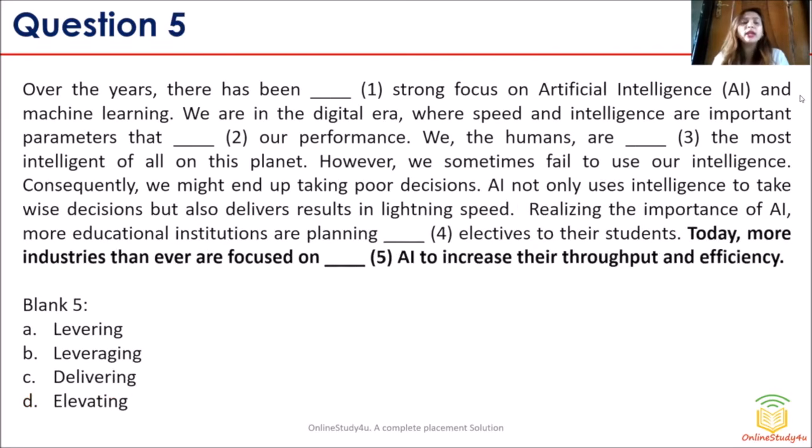Today, more industries than ever are focused on dash AI to increase their throughput and efficiency. Now, when you see dash AI, it's focused on dash AI to increase. It definitely means to use something to its advantage. If you look at the answer options, the only option which would suit that context is nothing but leveraging. So that is your correct answer: today more industries than ever are focused on leveraging AI to increase their throughput and efficiency. So with that, we have solved one entire paragraph which has been on close test.